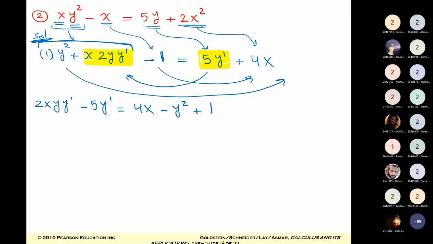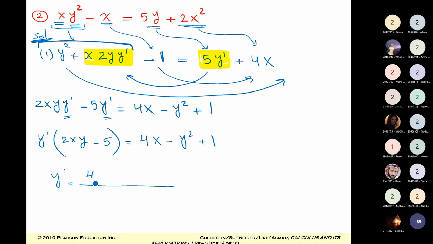Okay, now we can take y prime as common factor. So we have y prime multiplied by what? 2xy. هاي الخطوة الثالثة. نأخذ y prime عامل مشترك، 4x minus y square plus 1. الآن نقسم على معامل y prime. إذا y prime شو تساوي؟ 4x minus y square plus 1 على معامله اللي هو 2xy minus 5.